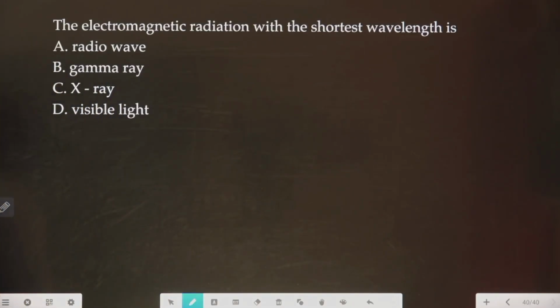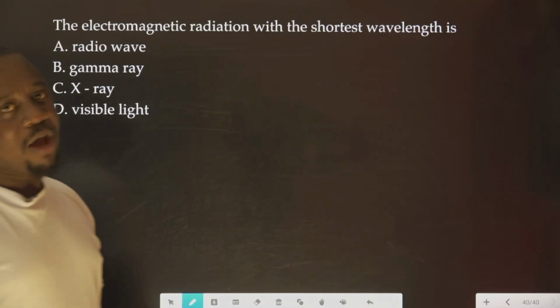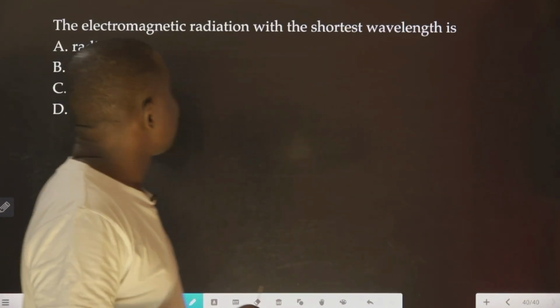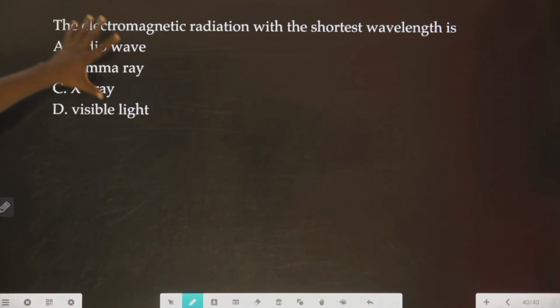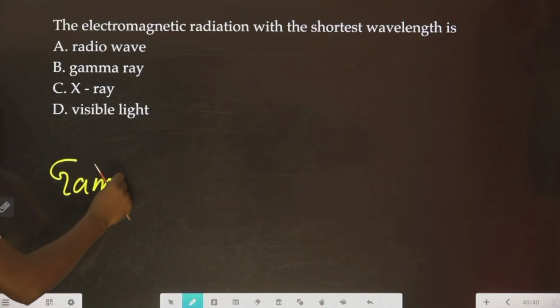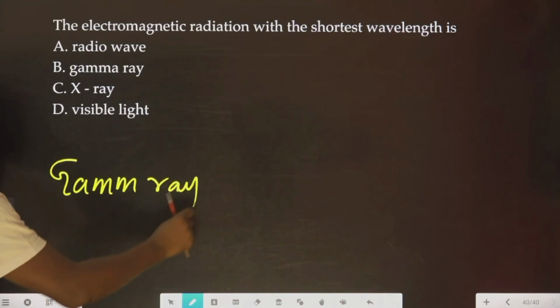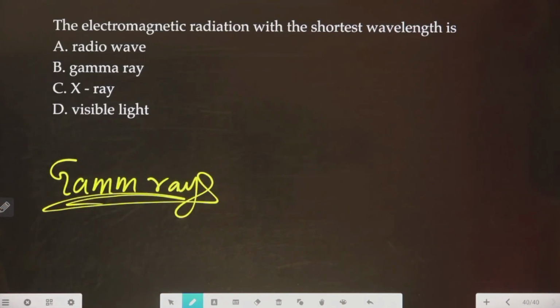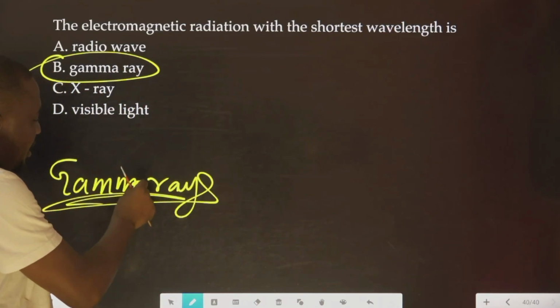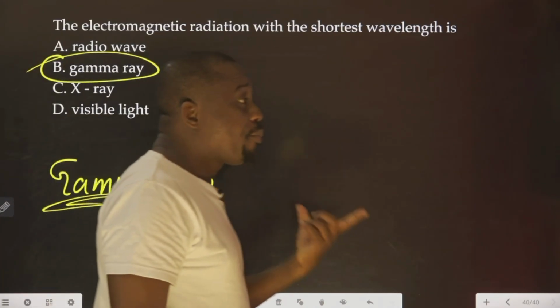It says the electromagnetic radiation with the shortest wavelength is what? If you have watched my last video, 290 physics question, you see that I told us how to get this from the least to the highest. The first one we saw was gamma rays. So if you have not watched it, please go and watch it. So no need to waste our time now. Go and watch it. I listed all of them. Gamma ray.